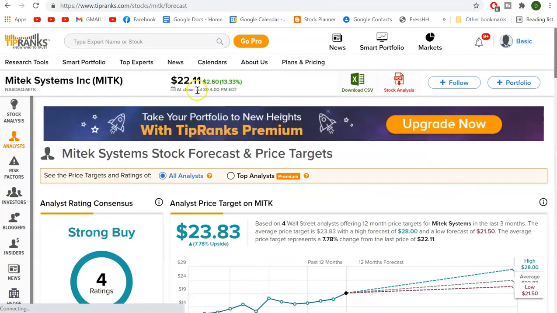Again, trading at $22, going to 23 or 24 bucks. That's $2 for a cheap stock. It's covered by 4 analysts. That's pretty cool, and it's a strong buy. This is TipRanks.